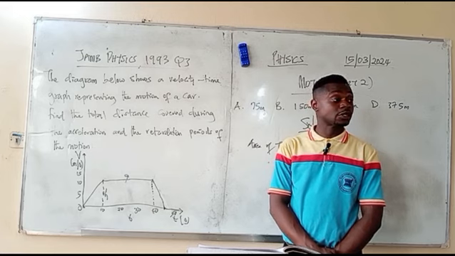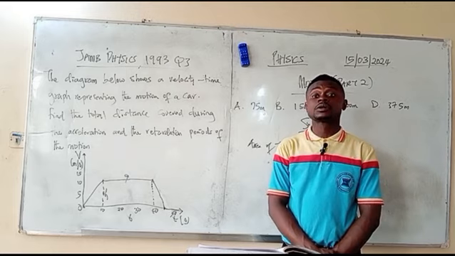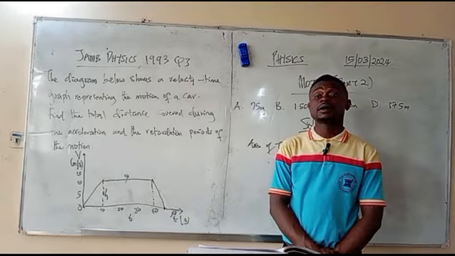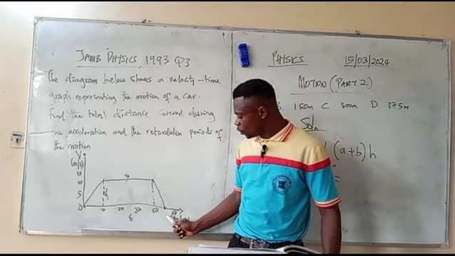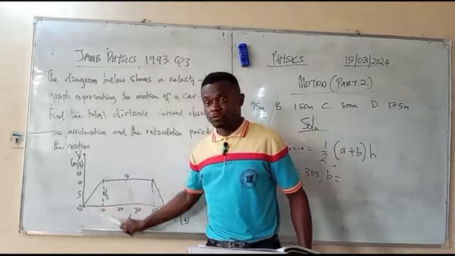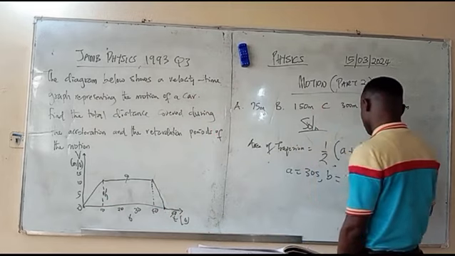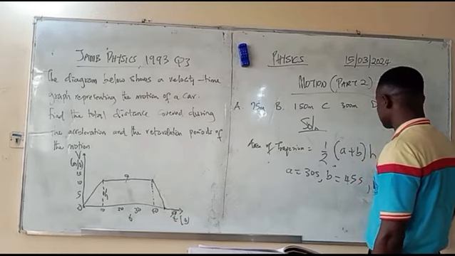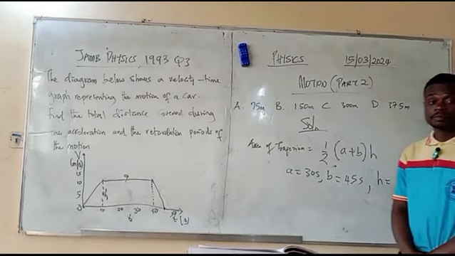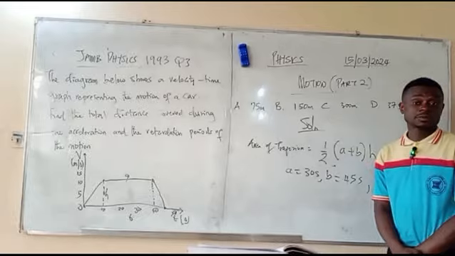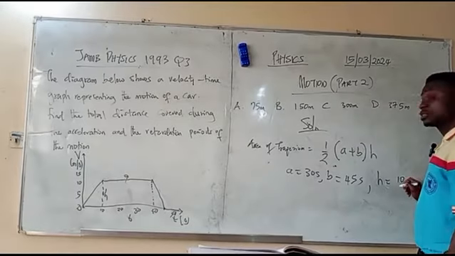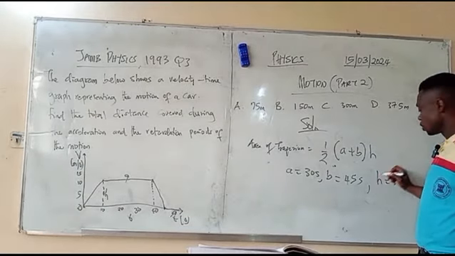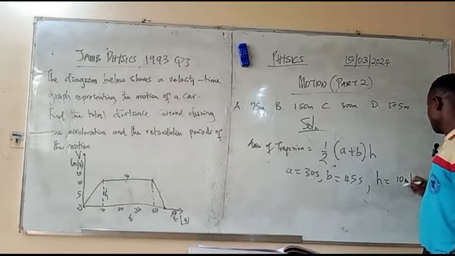45, now we simply do 45 minus 0, which is 45. So B is 45 seconds. H is 10 what? 10 meters per second.